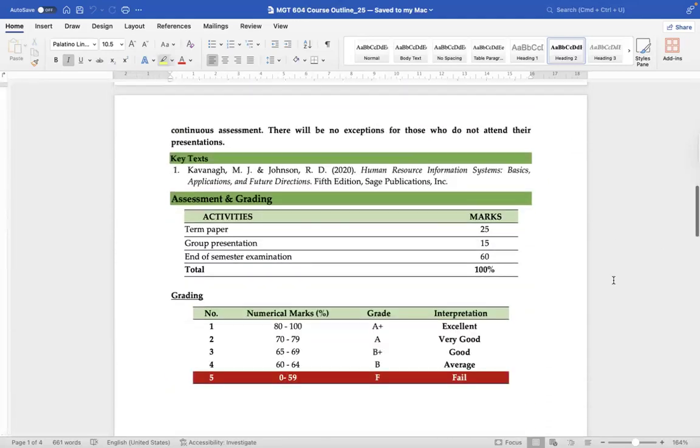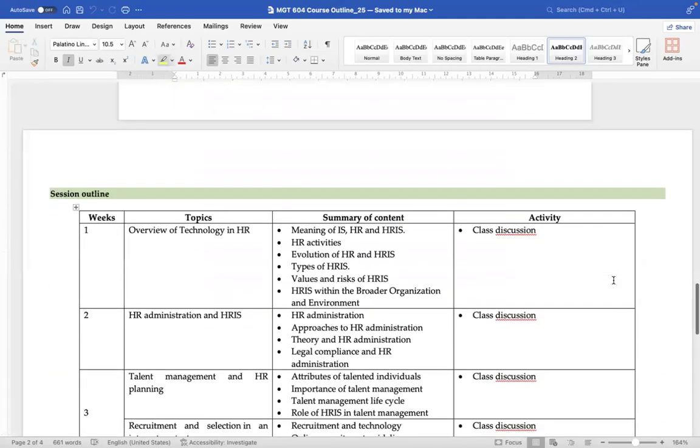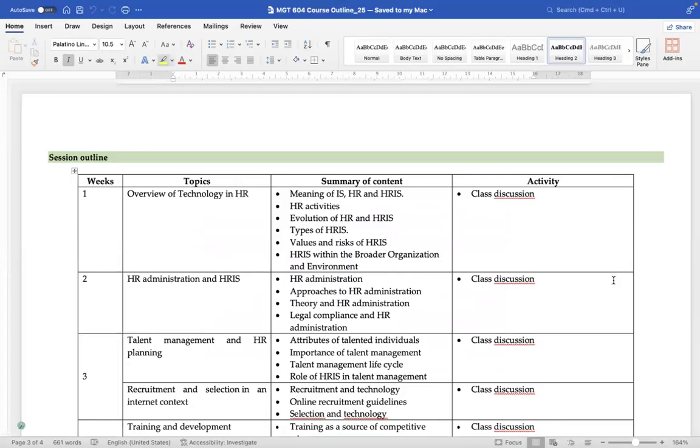So for the next 5 weeks, we'll try to have an overview of technology in HR, which we'll do this morning, where we'll talk about IS, HR, and what HRIS means. We'll also talk about the key HR activities that we have, transaction activities, transformation activities, among others. When we get there, we'll discuss them in detail. We'll also talk about the evolution of HR and how that feeds into HRIS.